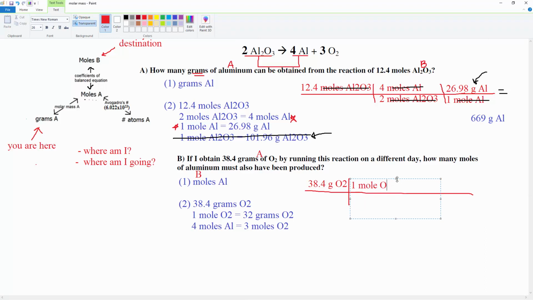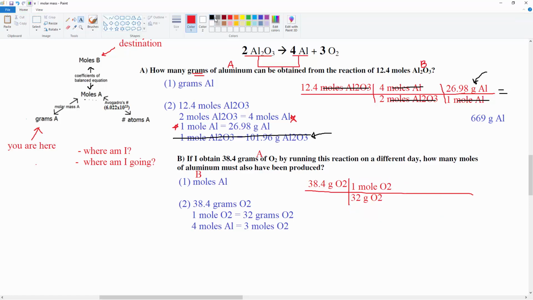One mole of oxygen in every 32 grams of oxygen. Do note that this method doesn't tell you what to put on top and what to put on bottom, right? You still have to use dimensional analysis to say, if I have grams on top, I need to put grams on the bottom so they'll cancel. But I trust that you guys can do that.